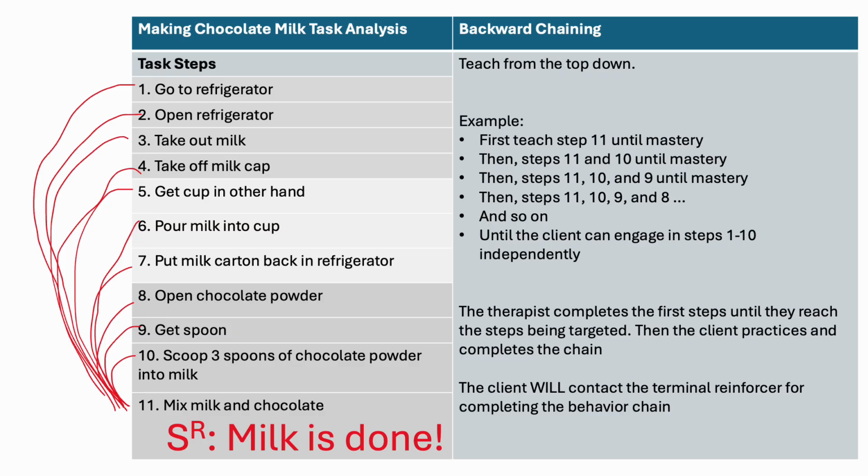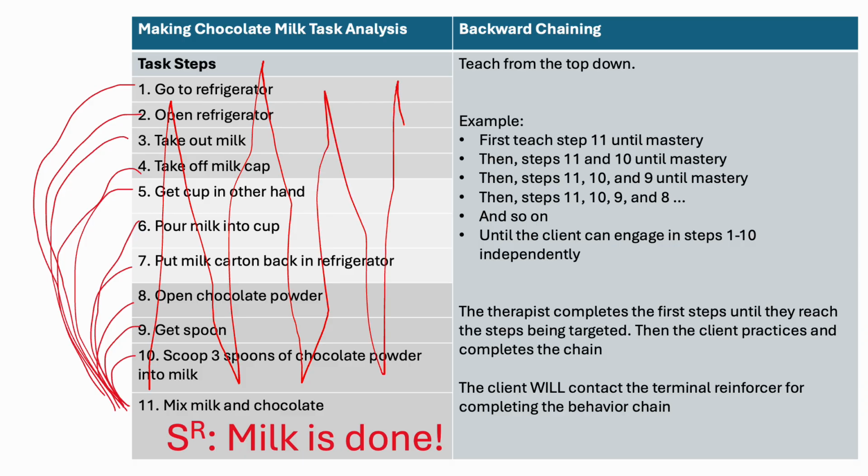Okay, so we're going to be using the same task analysis again for making the chocolate milk. And with backward chaining, basically what's going to happen is, let me use my marker here. You will conduct all of these steps, okay? Steps 1 through 10, all of these, okay?